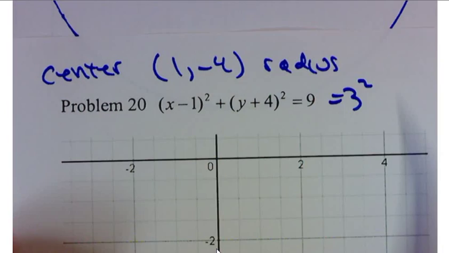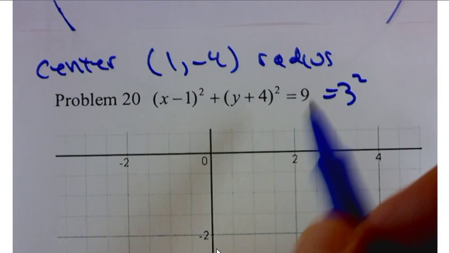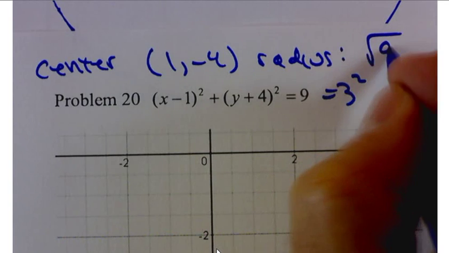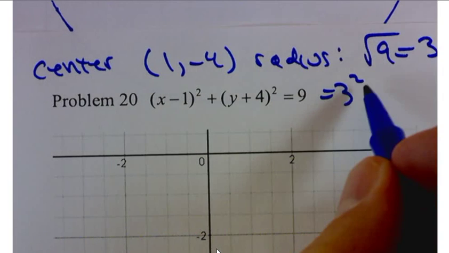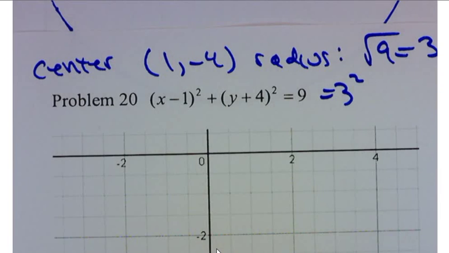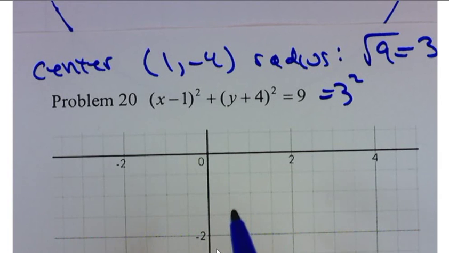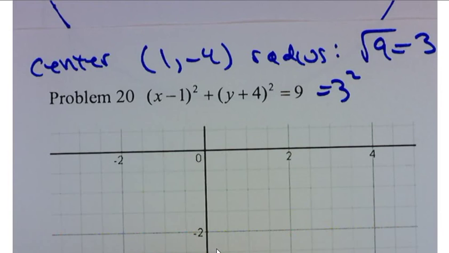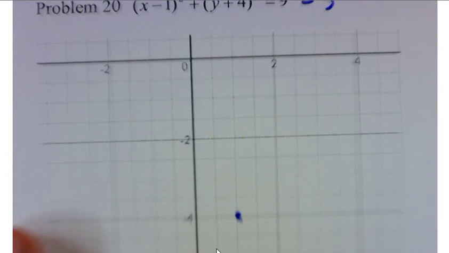How about the radius? What's the radius of this thing? Gil? 3. Yeah, good. So you want to take the square root of that and get 3. Or you can think of it as 3 squared. And then in this case, the radius is just the 3. All right, thank you. So let's graph this then. So I want to go 1 and then down to negative 4. So that's my center. So let me zoom out a little bit.